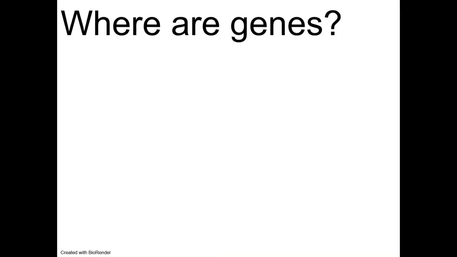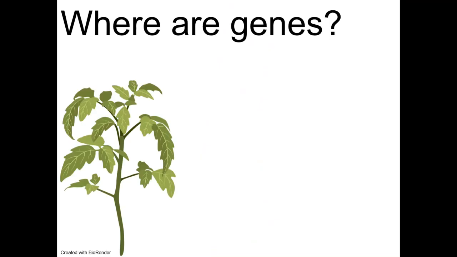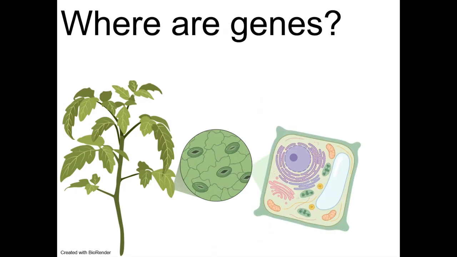Where can we find genes? We see what they can do to a plant's size, shape, and color, but where are they? The amazing thing is genes are in every cell of an organism. If we take this tomato plant and zoom in on the leaf, then individual cells, and look at the nucleus of each cell, we will find strands of DNA containing thousands of genes.